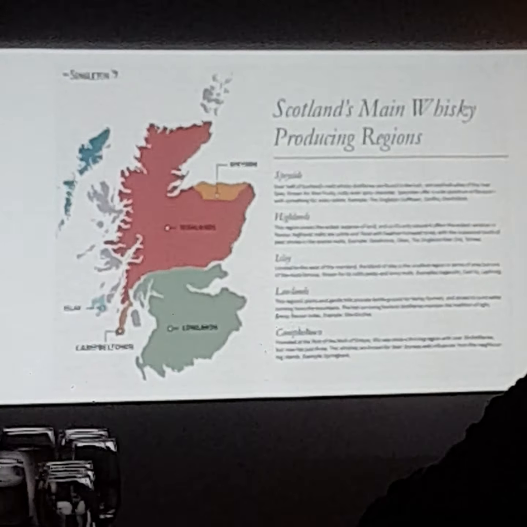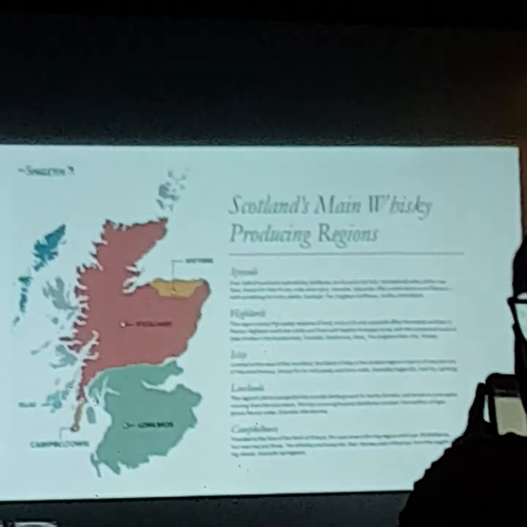Singleton of Dufftown is from Speyside and from the Dufftown area. There's a saying: Rome is built on seven hills, and Dufftown is built on seven hills. As of the moment, there are six distilleries in Dufftown, making it the heart of Speyside. The heart of whiskey region is Speyside, and Dufftown is the heart of Speyside.